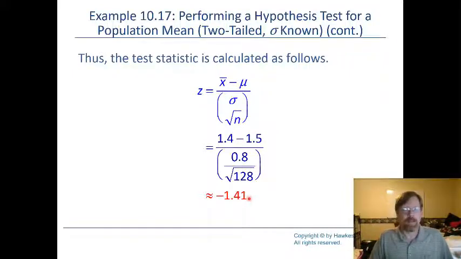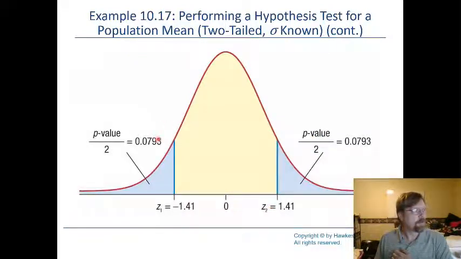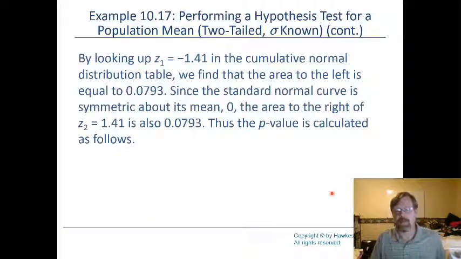Okay, so we're dealing with the not equal to, so this is the two-tailed, so we need the area that is less than negative 1.41 and greater than positive 1.41. Right, so we're after the sum of those areas. We get 0.0793 on each side. Add those up, we get 0.1586.